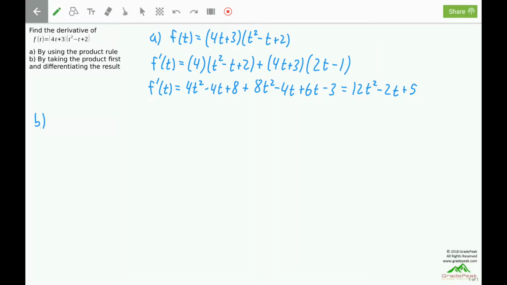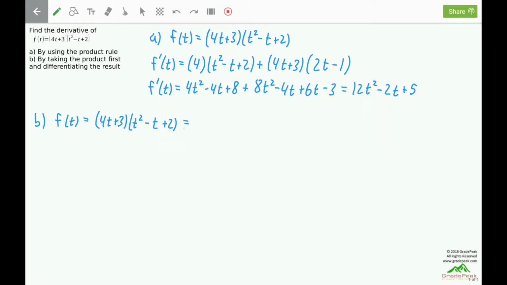Now another option for f of t is to take the product first, if possible, and it is possible here, by FOILing this out. We actually have 2 terms in the first expression, 4t plus 3, and 3 terms in the second expression, t squared minus t plus 2. 2 terms times 3 terms will give us 6 terms. To produce the 6 terms, we're going to take the first term in the first expression, the 4t, and multiply it times each of the 3 terms in the second expression.